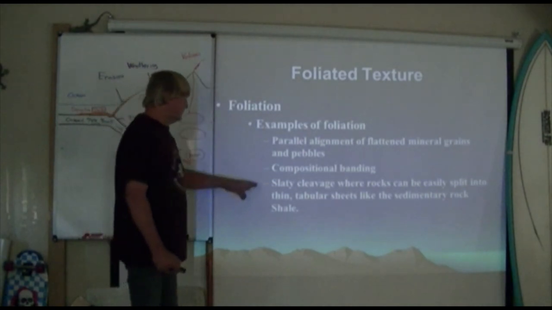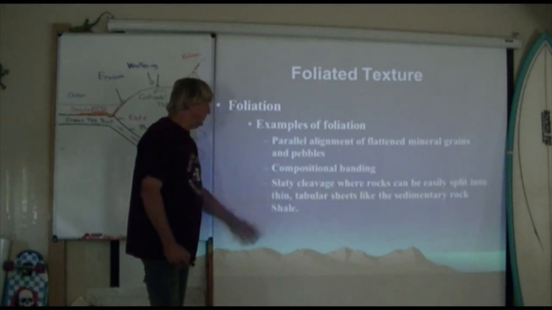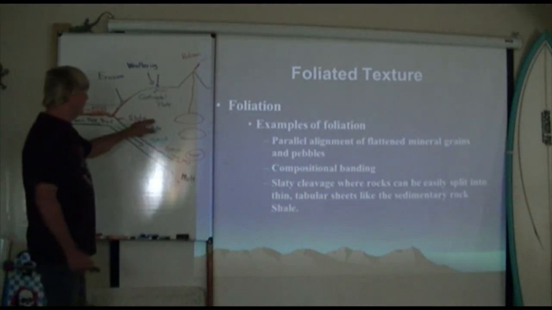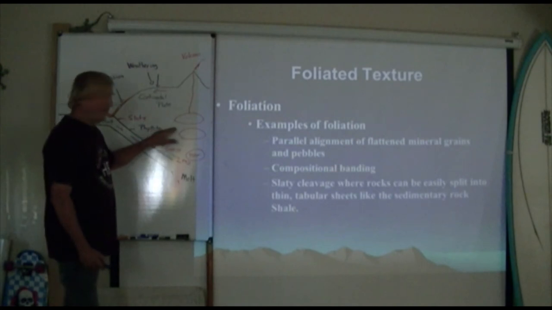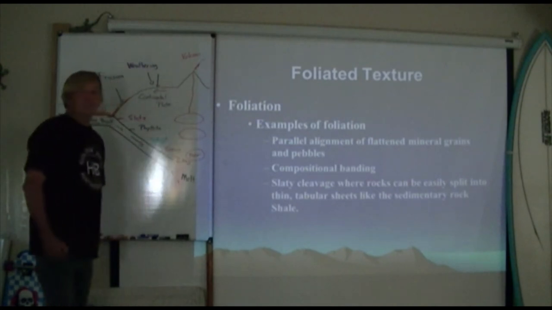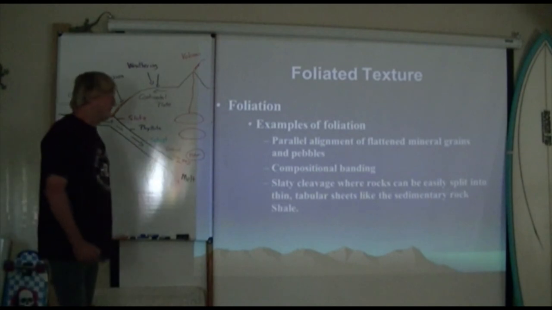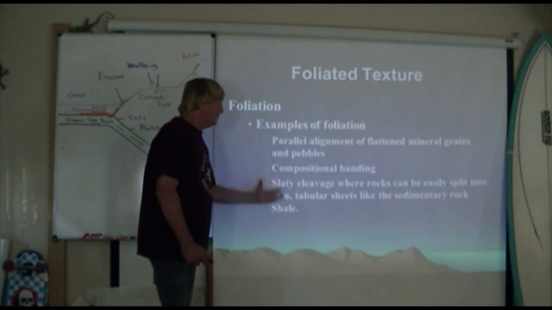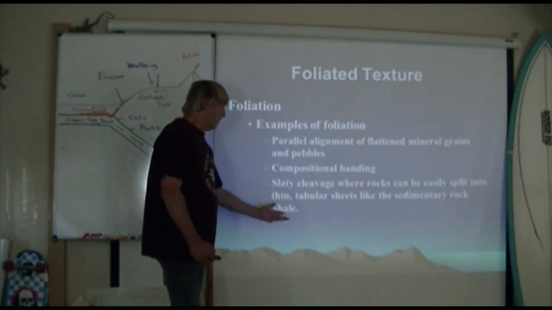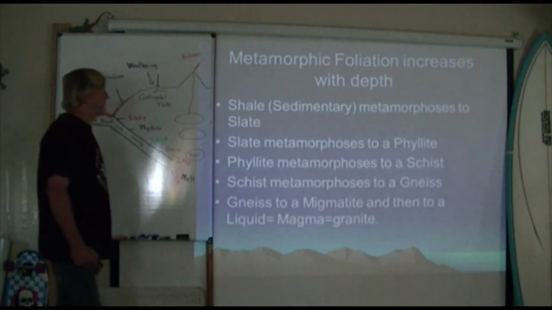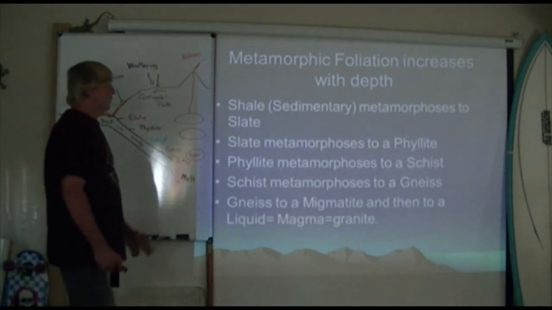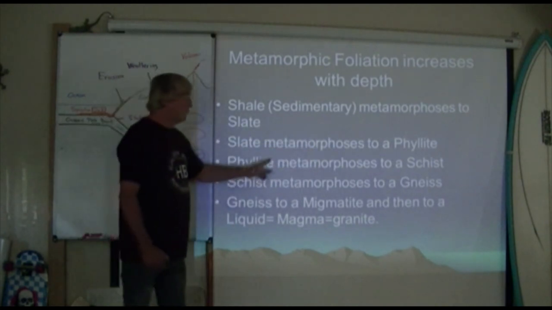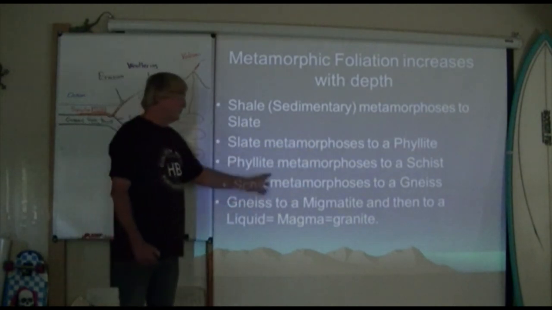And so we have different degrees of this foliation. Slates, it's almost like a cleavage, where slates will have slaty foliation, phyllites will have phyllitic foliation, schist have schistose foliation, and gneiss have gneissic foliation. And so these are sheets that are very similar to that in the original parent rock, the shale, the sedimentary rock. So shale is metamorphosed to slate. Slate's going to metamorphose to phyllite. Phyllite's going to metamorphose to schist. Schist is going to metamorphose to gneiss.